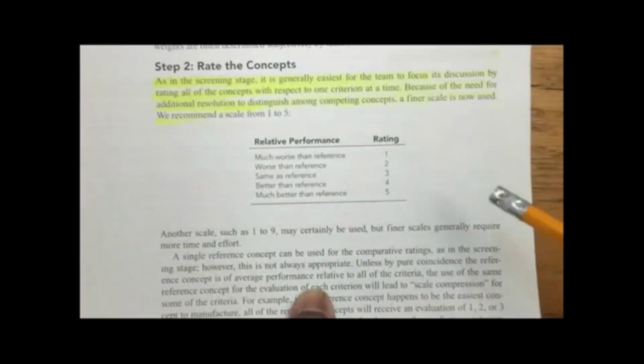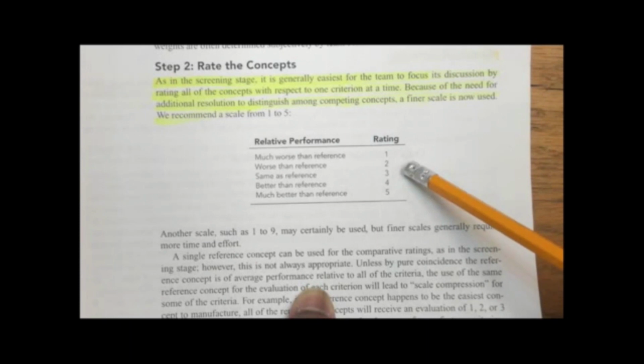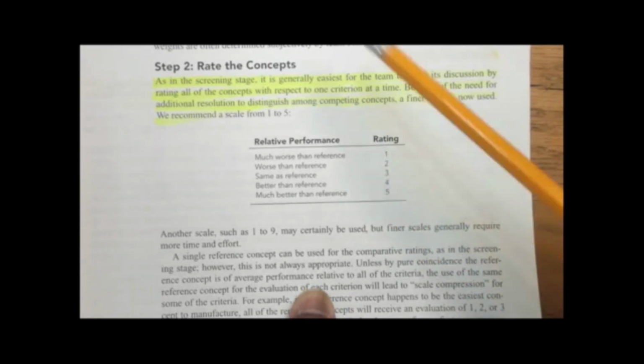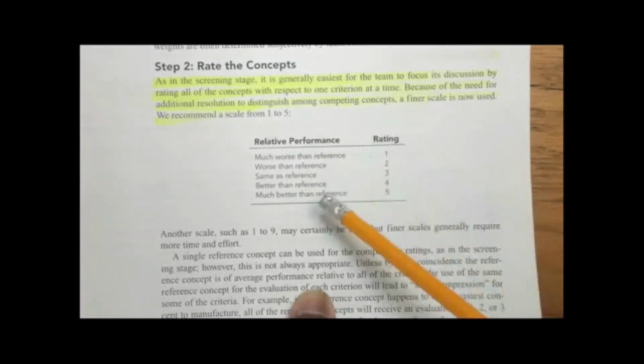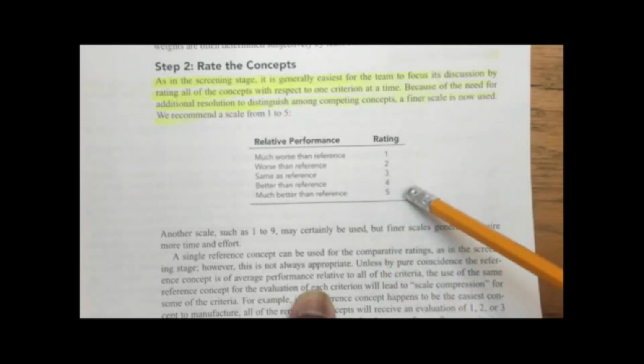On this scale, if a particular concept is much worse than the reference, it's given 1. If it is only worse, 2. If it is the same as the reference, it's given a score of 3. If it is better than the reference, 4. And if it's much better than the reference, 5. So as the scores increase, they move in an order of being more and more better than the reference. So we won't be using the plus, minus, and 0, but those numbers 1 through 5.